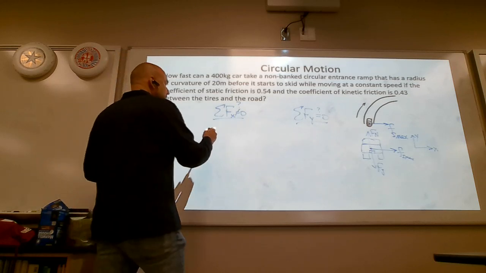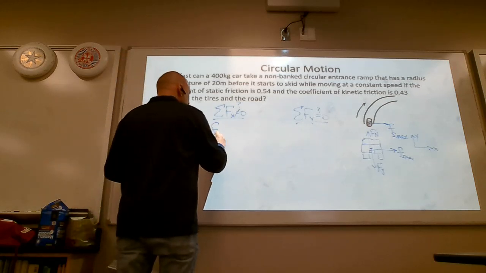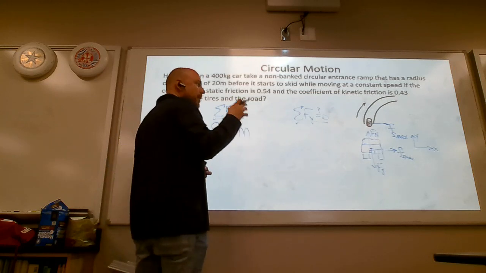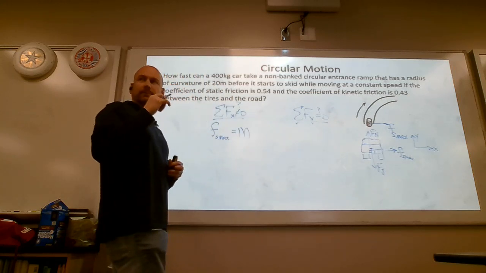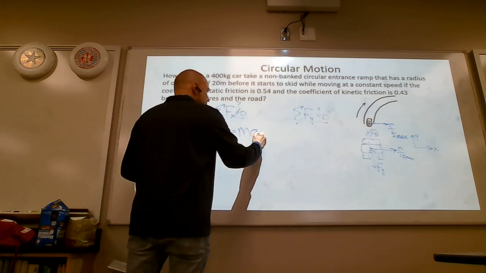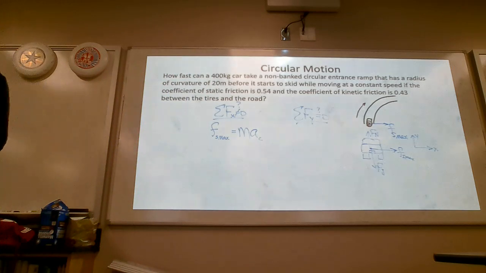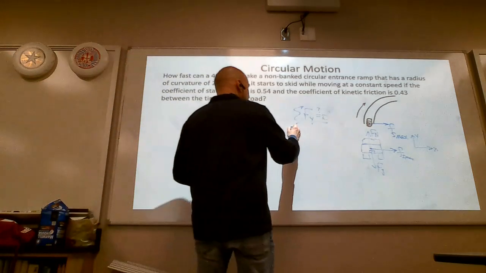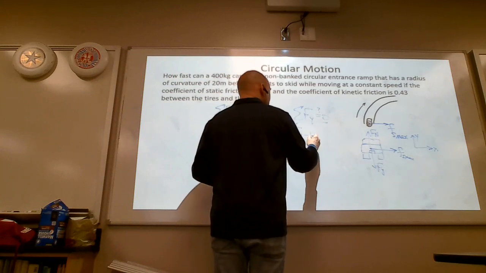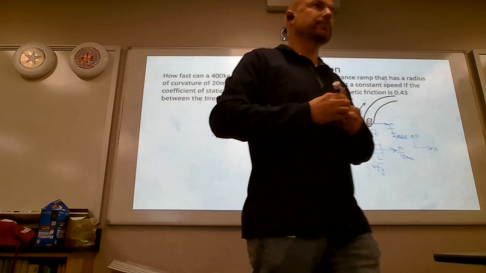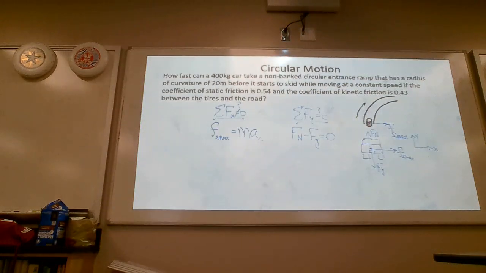Okay. So, next up, if maximum static friction is equal to mass times acceleration, here's the slight tweak. Instead of just normal acceleration, we're going to say, because we're moving in a circular path, centripetal acceleration. And in the Y direction, we have normal force minus force of gravity is equal to 0. Good with that?